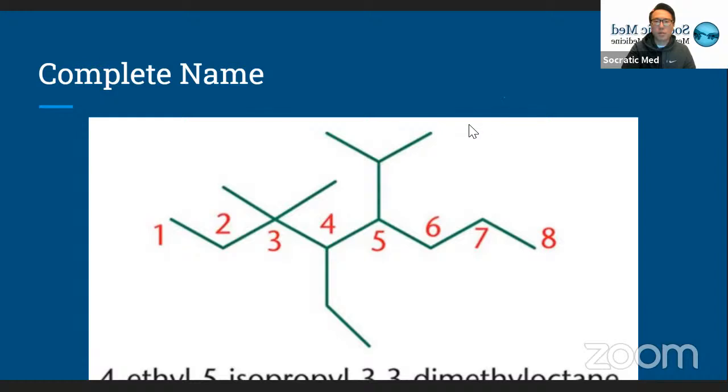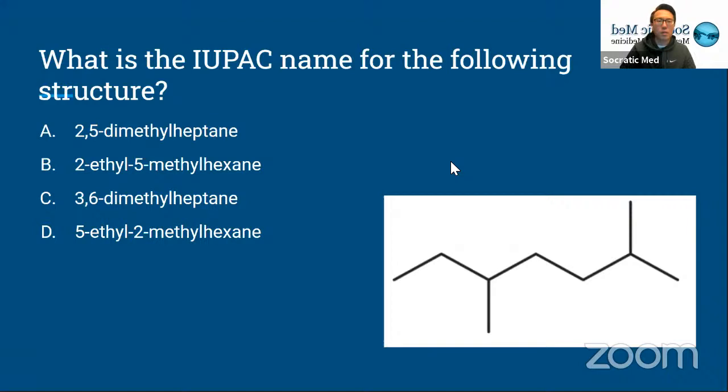Okay. If no one has any questions, I'm going to give you guys this problem. What is the IUPAC name for the following structure? For the structure on the right, what would its name be? I'll give everyone a few minutes for this. Let me just start the poll.